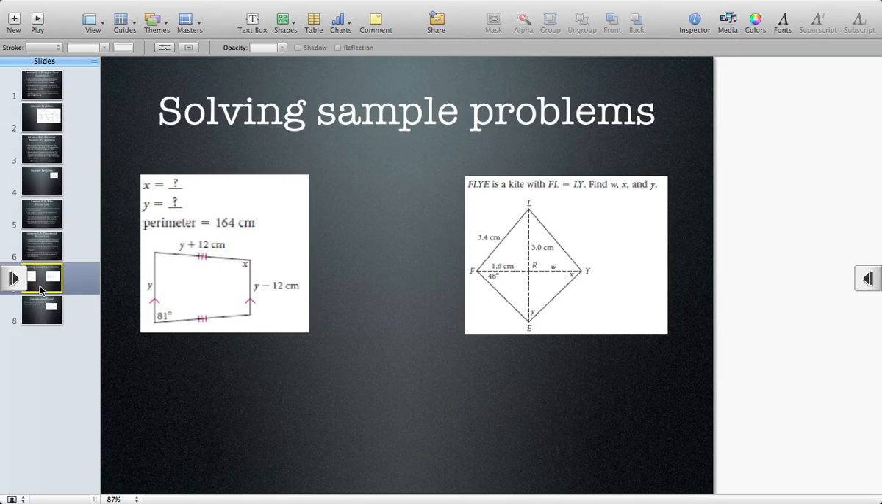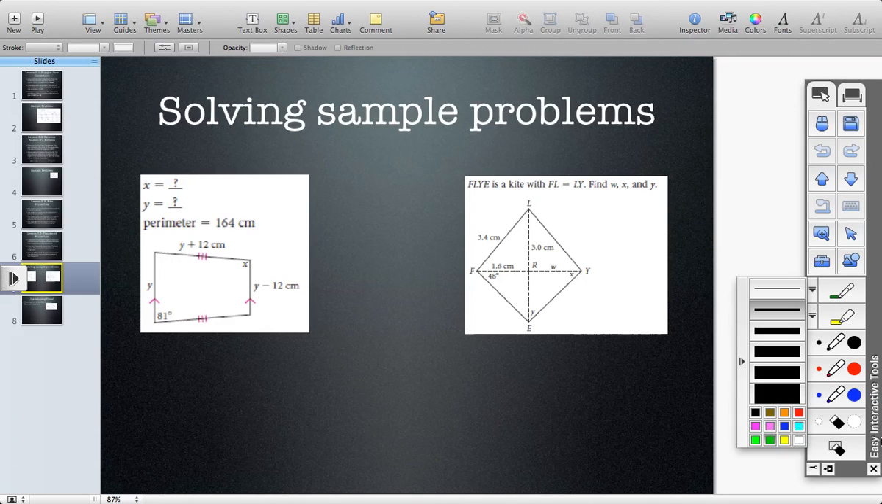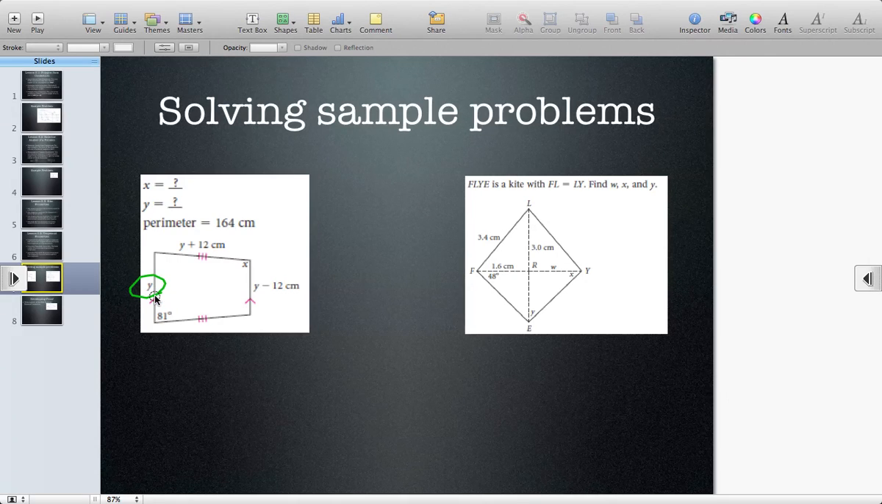Let's take a look at a couple of examples of how we would solve questions regarding trapezoids and kites. You should recognize these from your assignment. For the first one on the left-hand side, we have a trapezoid, and we can tell just by looking at it that not only is it a trapezoid, but it is an isosceles trapezoid. And we tell that because, of course, we see the two congruent markings. So we want to figure out what x and what y is. Well, we can see the y is over here, and x is over here in the corner with the angle. So let's go ahead and figure out x first.